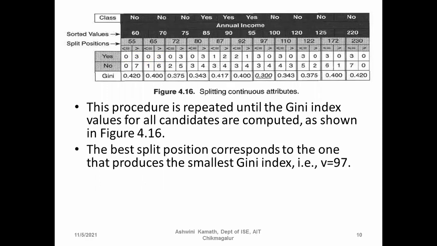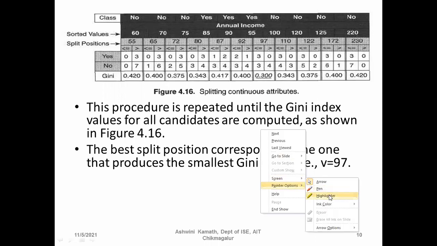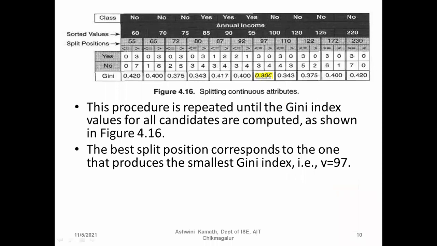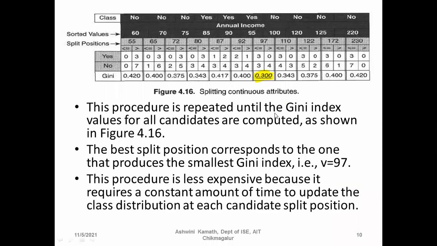Then the best split position will be the one having the smallest Gini index. Which one has the smallest Gini index here? For the value of B equal to 97, we have a very small value for the Gini index, that is 0.3. This procedure is less expensive because it requires a constant amount of time to update the class distribution at each candidate split position. Instead of calculating for all the candidates, it is better to use the split position. The number of candidate split positions will be reduced, so obviously time will also reduce.